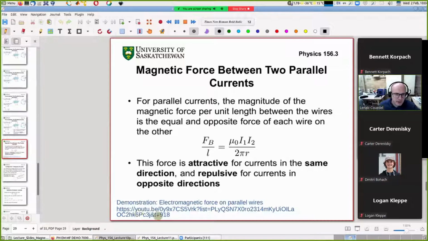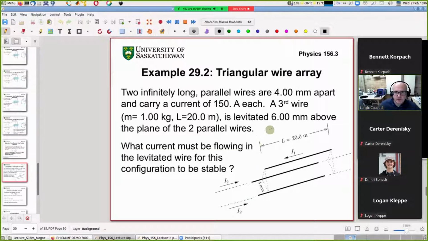Here I put the link to the demo I showed you last time, so you can rewatch it at home if you want. And we're going to use this to solve a problem. Here we have a triangular wire array. We consider two infinitely long parallel wires that are 4 millimeters apart, and they are carrying a current of 150 amps each. A third wire that has a mass of 1 kilogram and a length of 20 meters is levitated 6 millimeters above the plane of the two parallel wires. And we want to know what the current must be in the levitated wire for this configuration to be stable.